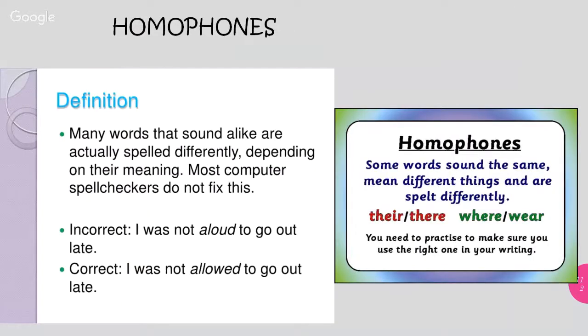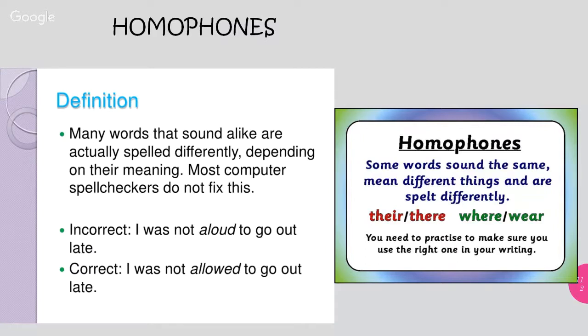Homophones, many words that sound alike are actually spelled differently depending on their meaning. Most computer spell checkers do not fix this. Incorrect: I was aloud to go out. Allowed is a word in the English dictionary, so if you run a spell check, it does not make such small corrections, because aloud is also a word which exists in the dictionary. Both the words exist in the dictionary. So you need to pay attention whether to write allowed or aloud. Aloud means speaking loudly. Obviously in the first sentence aloud is not correct, but allowed is permitted, giving permission. I was not allowed to go out late. I did not have permission to go out late.